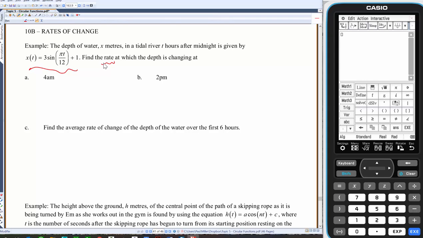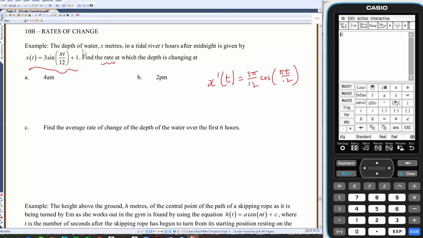Okay, so to get the rate in which the depth of the water is changing, we need to find x dash t. So here's our original function here. So remember, what we do is we use this thing here, multiply the coefficient by that number there. So it's going to be 3 pi on 12 cosine pi t on 12. So again, don't forget to use your formula sheet on that if you're not quite comfortable.